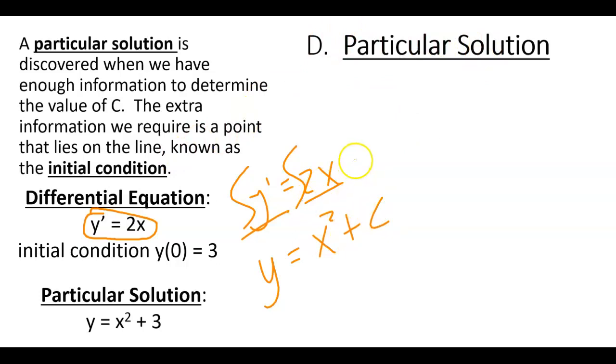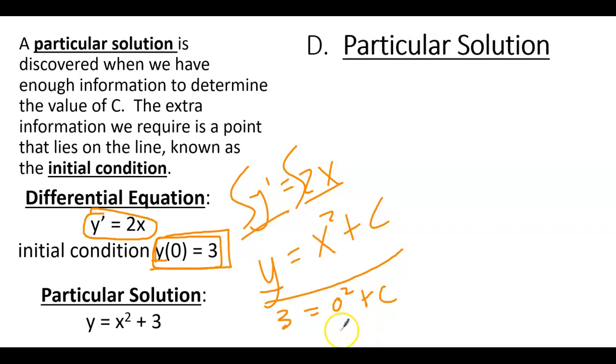But I know something now about this general solution. I know that this solution actually has an initial condition. They're giving me some knowledge about this equation. They're telling me that the x value on this y function is 0 and the y value is 3. So if I were to plug those values in here, I can solve for c. 0 squared is 0.